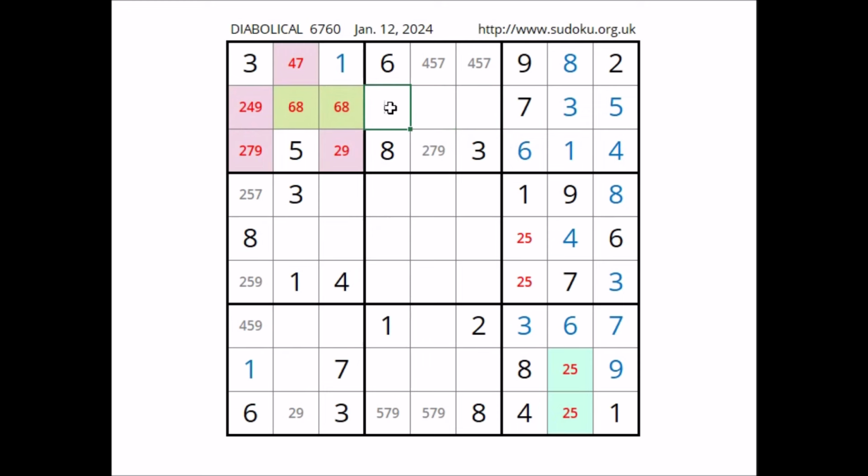We have 1 here in this column. In this place, can be 2, can be 4, can be 9. Look, we have 2 in this column, so 1, 4, and 9 are the options of this place. And in this place, for the moment, the options are 1, 2, 4, and 9. 1, 2, 4, and 9 here.